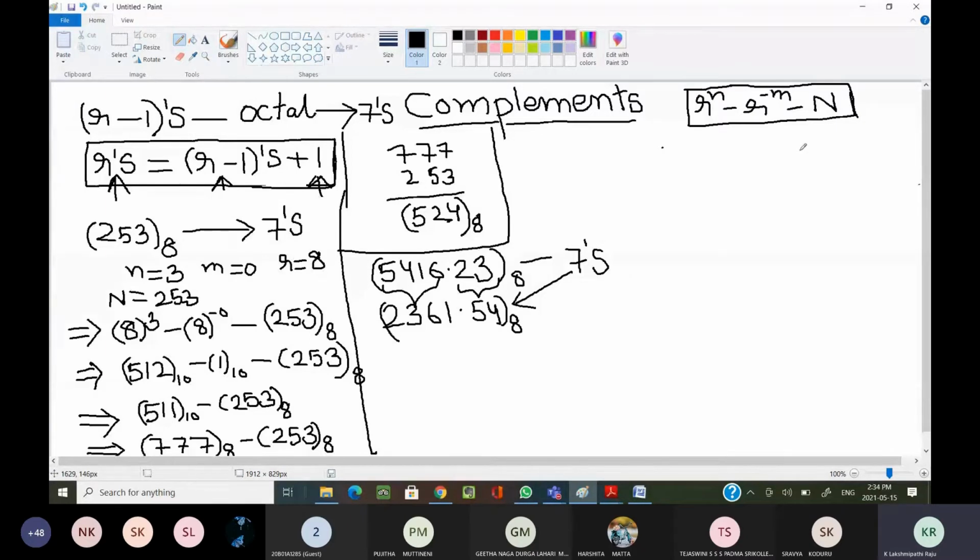In the same way, how many digits are there in the given number, whether it may be a fractional part or integer part? That many number of sevens we should consider, and we have to subtract this number from those many sevens, and we have to keep the fractional point, the radix point or the decimal point, in the same place. After how many digits we have to keep that decimal point in the same location, then we are going to get this solution.